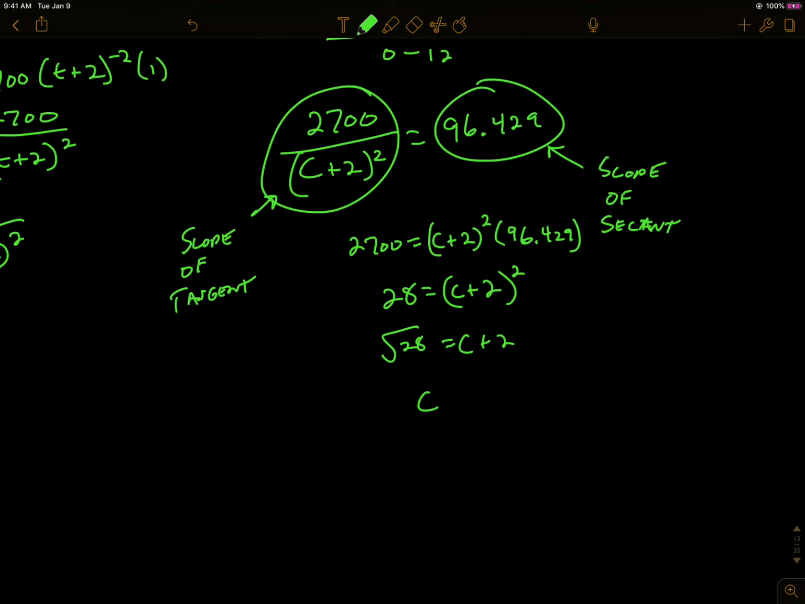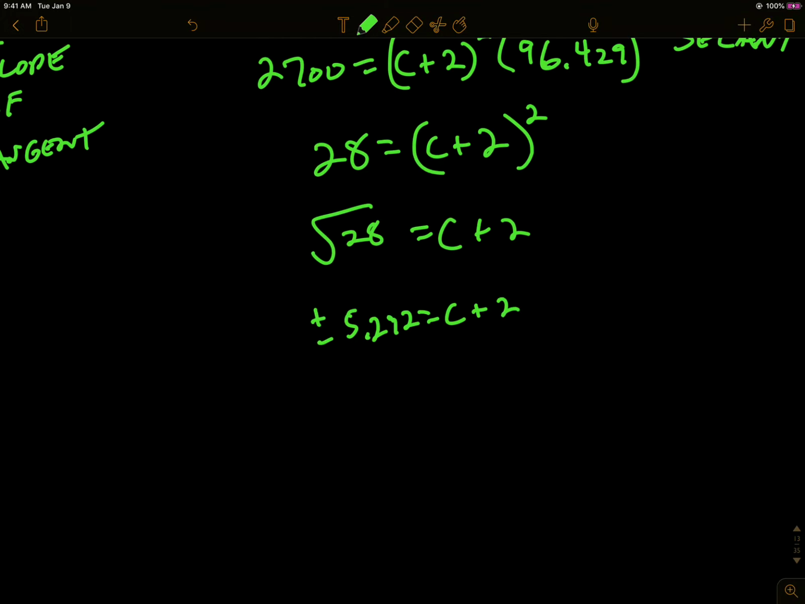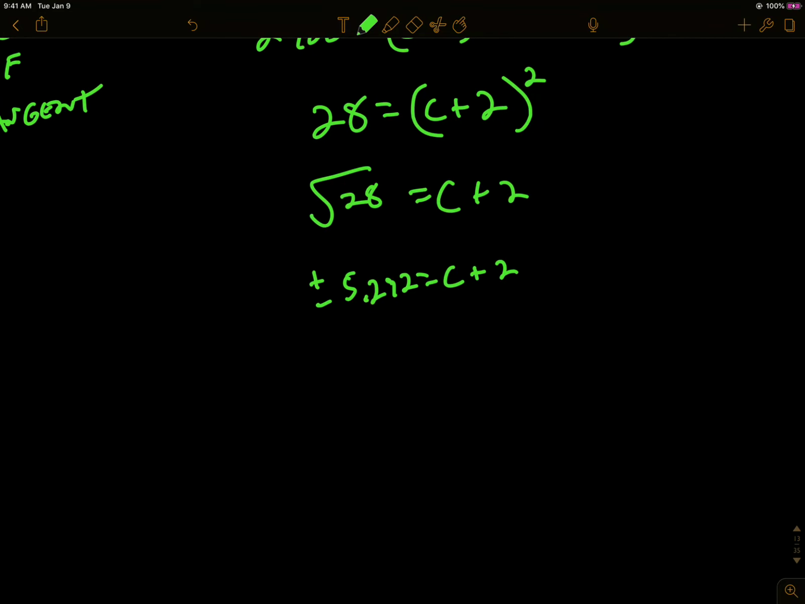But essentially we get c plus 2 equals plus or minus the square root of 28. Might as well finish this out. The square root of 28 is 5.292. So c plus 2 equals plus or minus 5.292. I subtract 2. I'm going to throw out the negative because we're on the interval from 0 to 12. So 5.292 minus 2, I'm going to get 3.292. That's the c value.